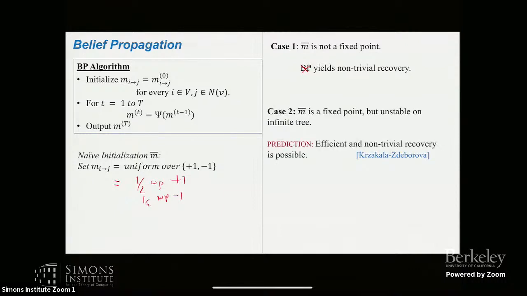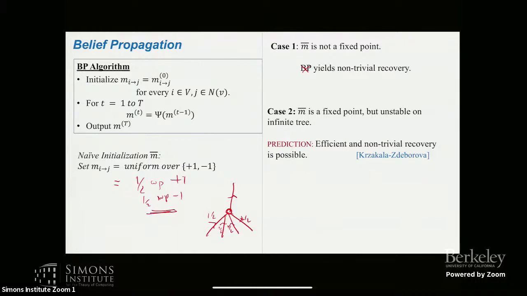Okay, but now let's say this naive initialization is a fixed point, meaning BP doesn't move from there. You start with that, you stay there. In fact, for the stochastic block model, this is a fixed point, right? Because if all the neighbors say that they are uniformly randomly ±1, by symmetry, the vertex will also be uniformly randomly ±1. So there's this issue that if it is a fixed point, then you're sort of stuck.